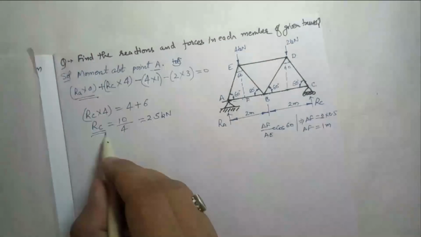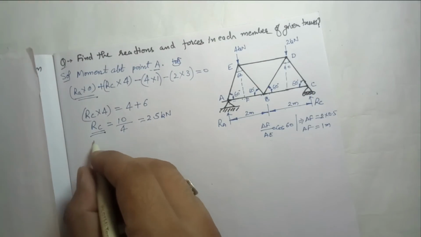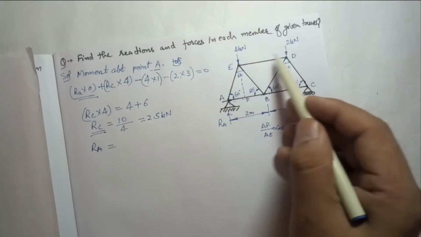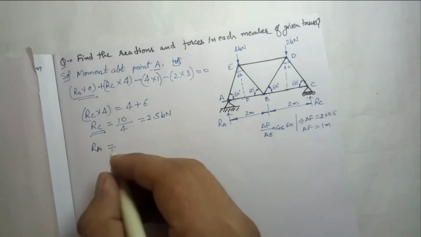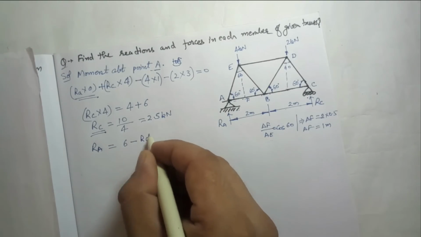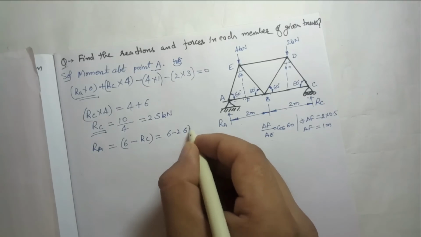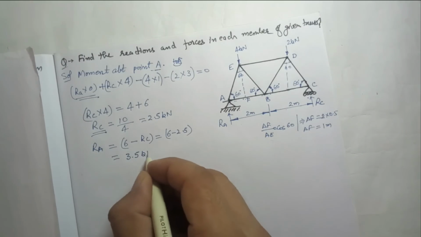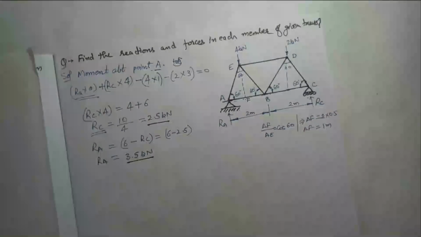So this is the value of RC. Now the total force is 4 plus 2, 6. From that we can find out RA. We know that the total outer force will be balanced by the two reactions. So 4 plus 2, 6. So RA will be 6 minus RC, that is 6 minus 2.5, and we get the value of RA equal to 3.5 kilonewton.